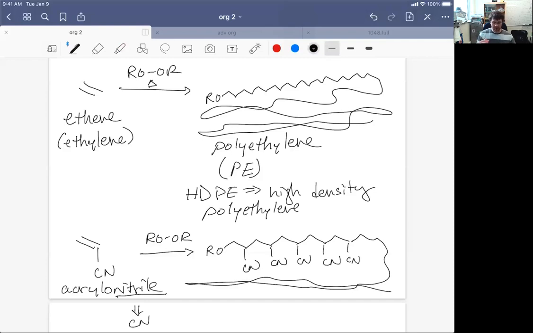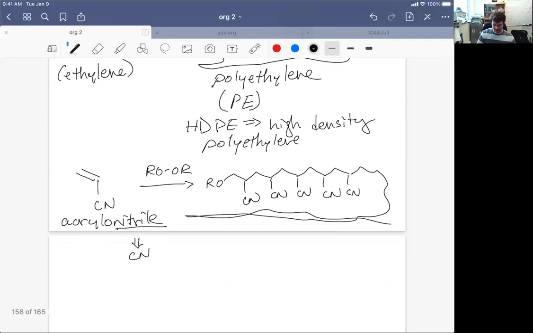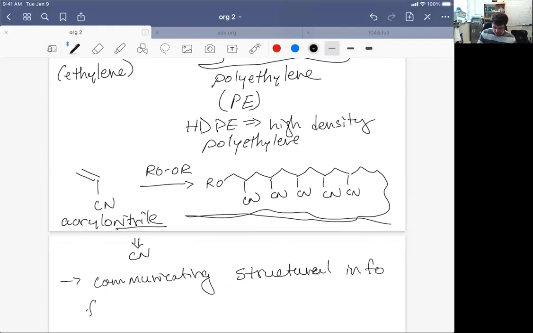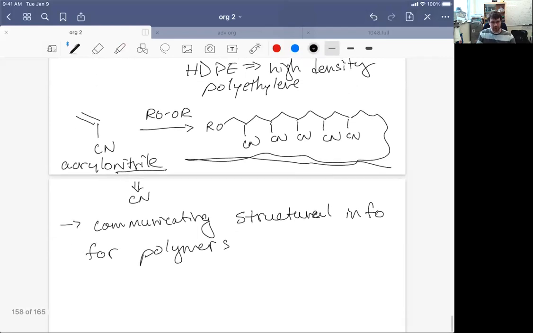Now, what we want to do is be able to communicate this structural information in a way that's easier to digest, okay? The problem is the structures are so exceedingly big. So how do we communicate the structure of polymers, or represent structural info for polymers? What we do is we establish repeat units. So we show only the repeat unit.